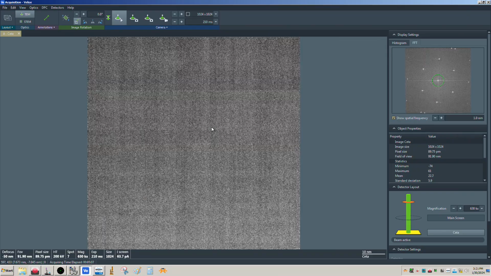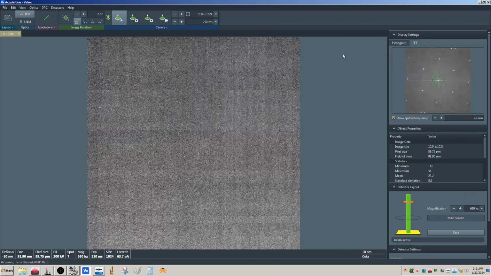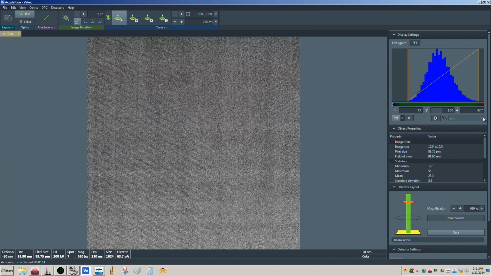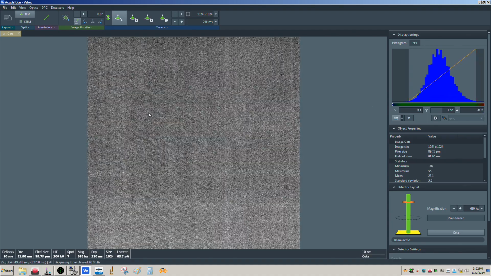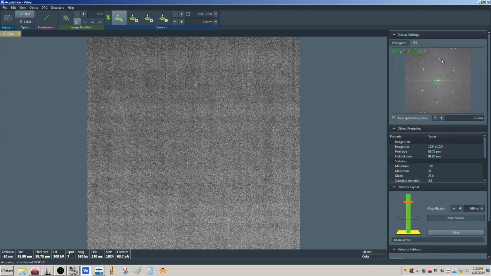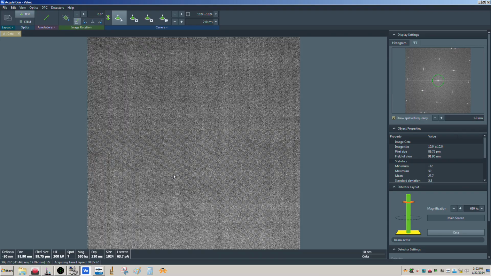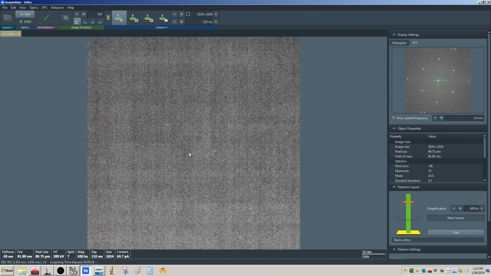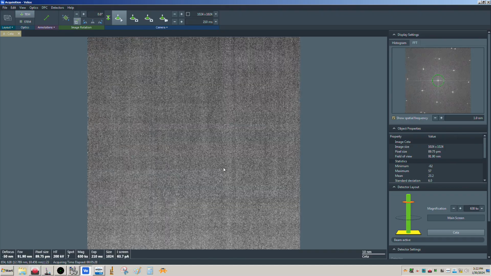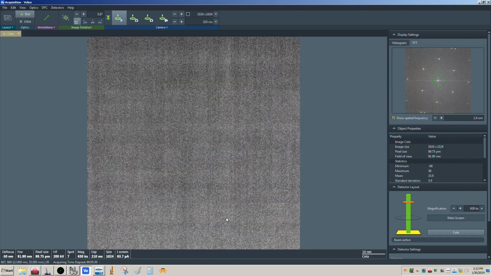All right, so you can see this is pretty terrible. We're only getting about 40 counts here, okay? In the FFT, we can actually see some of the spots. So the FFT is still telling us you've got lattice detail in here, but it's going to be very difficult to use this.